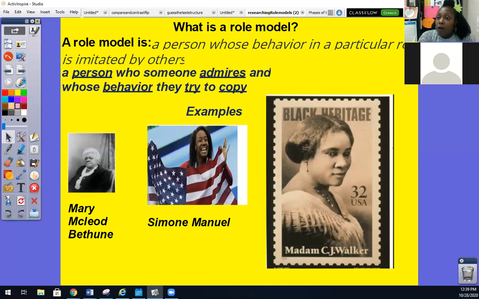Now, we also have Madam C.J. Walker. Now, I have a cosmetology license, which means I know how to do hair. And she was a cosmetologist. So she has inspired me to work on my craft. Now, I kind of mess with my own hair. Sometimes I have funky styles in my hair, but it all comes from the inspiration of Madam C.J. Walker. Okay? So those are my examples of who my role models are.